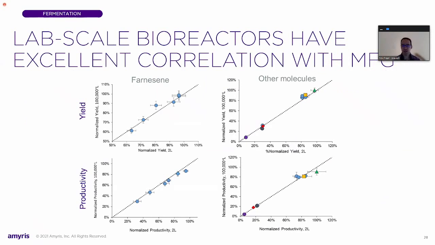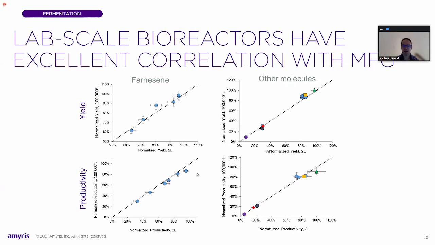So all of these investments and our track record and experience in producing multiple products, to date we've produced 13 products at manufacturing scale, allow us to have the results that you see here, where we're able to very confidently promote strains from our lab scale bioreactors. So those measurements are on the x-axis here, and they match very well to the fermentation performance at manufacturing scale.